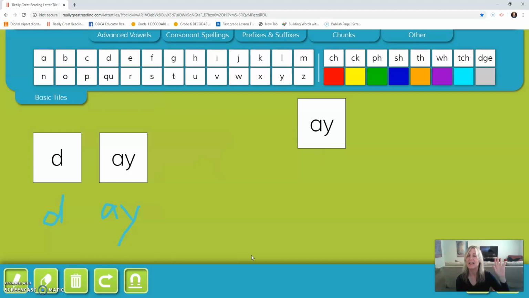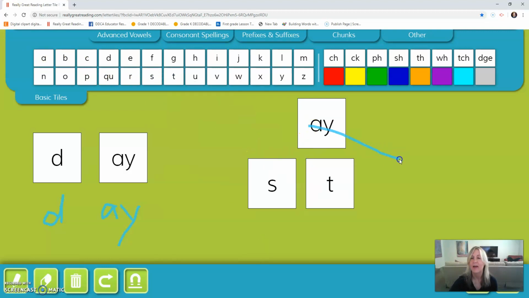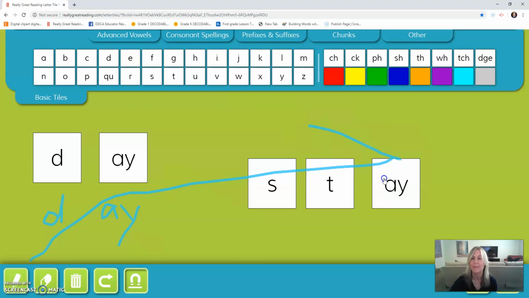Stay. S-t-a. Stay. Let's go ahead and build it. S-t. Whoops. Forgot to turn off my writing tool. It's going to look a little sloppy, but I'm going to keep going. Stay. Now I'm going to write it. S-t-a. Stay. You go ahead and write that word. See if you can write it more than 1 time.